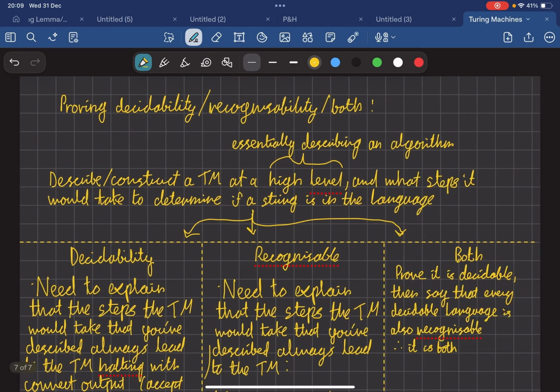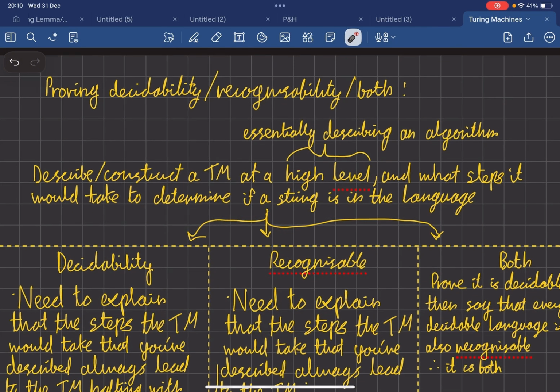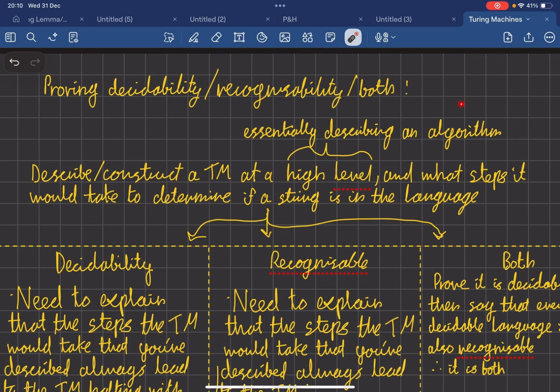So I've written all that out over here. So when you're proving decidability, recognizability, or trying to prove that it's both, you're basically going to describe slash construct a Turing machine, and at a high level, so in English words, you're just going to explain the steps the Turing machine will take to determine if the string is in the language. So you're basically describing an algorithm, or like pseudocode basically, for the Turing machine.